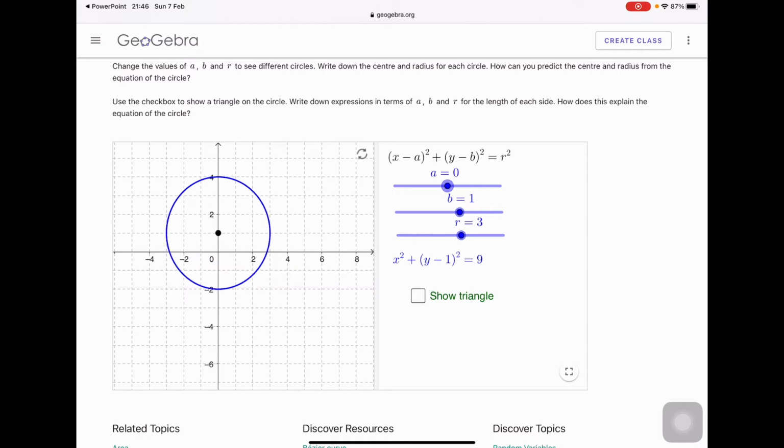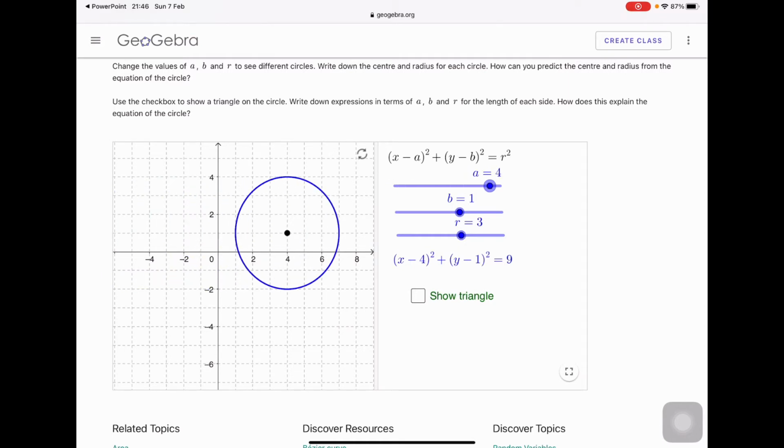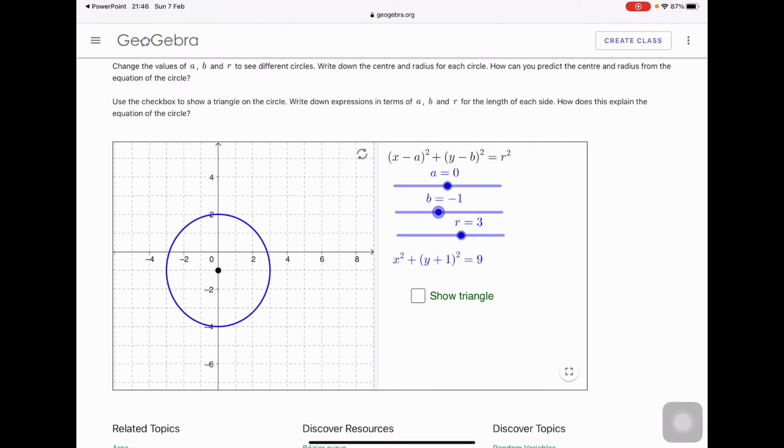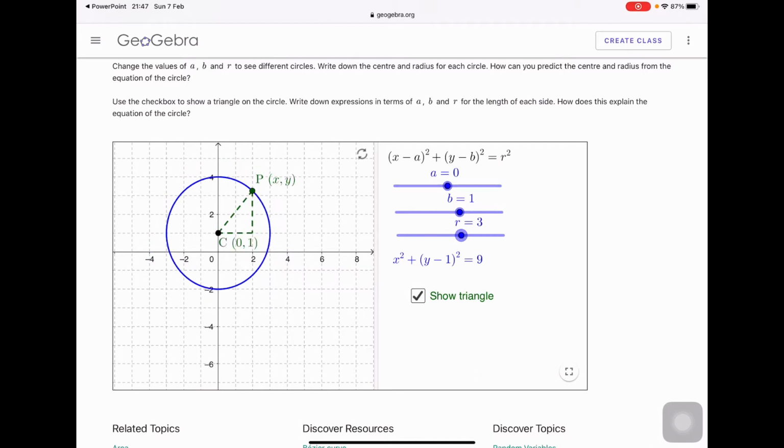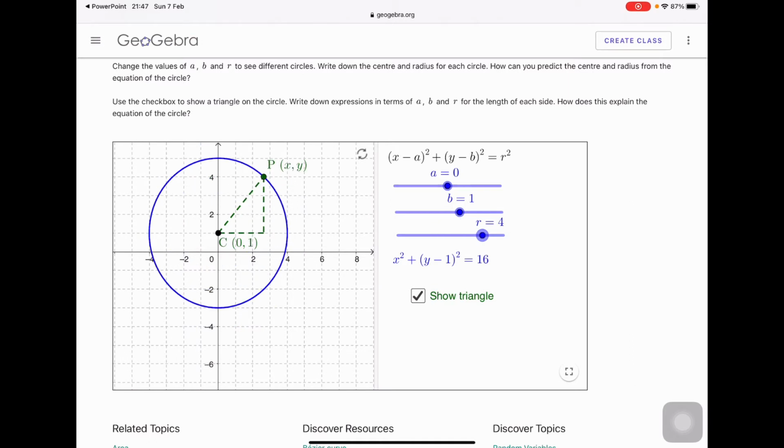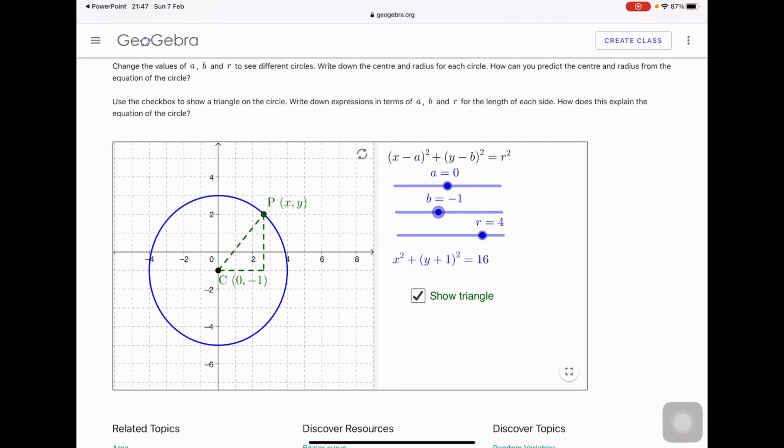If I adjust the a value, that moves the center of the circle to the left or to the right. And the same with b, although it affects the y coordinate of the center of our circle. The radius, of course, will make our circle smaller or larger. So it's becoming smaller here, and it's becoming larger here. And actually, just spotted this now, show triangle. That's really useful. It helps you understand the relationship between Pythagoras' theorem and the equations of circles.